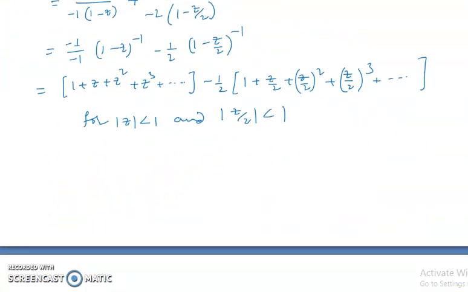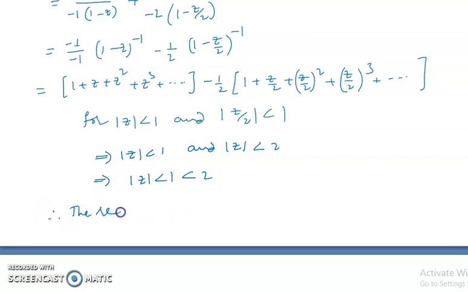From this we can write mod z is less than 1 and mod z is less than 2. We have to bring the 2 to the right hand side. Mod z is less than 2. From this, mod z is less than 1 and 1 is less than 2. Therefore, the region of convergence is mod z less than 1. We have to consider the common region of mod z less than 1 and mod z less than 2.